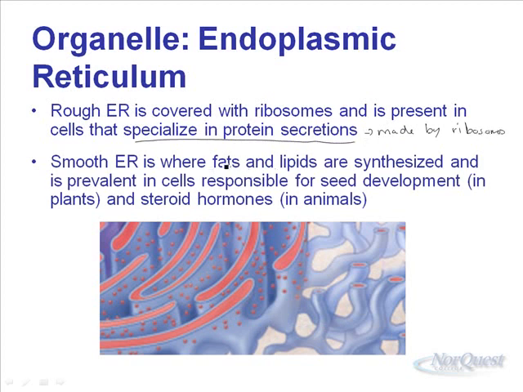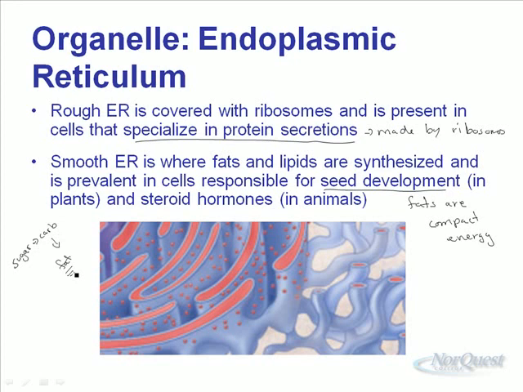The smooth endoplasmic reticulum is where fats and lipids are synthesized, and it's prevalent in cells responsible for seed development and steroid hormones, mostly because fats are compact energy. Fats are a great energy storage molecule. They store way more energy than a sugar, and what happens is when we have too much sugar in our body, that sugar is converted into a carbohydrate, and if we don't use that carbohydrate, it's then converted into a fat. And these things are long-term energy storage.